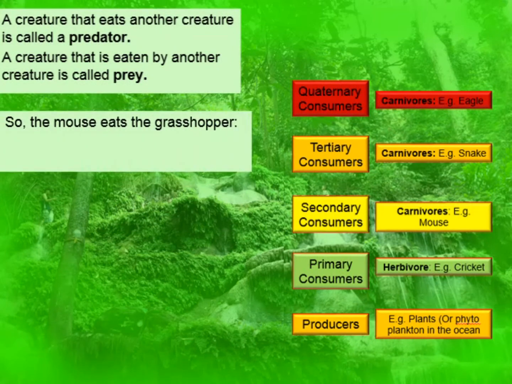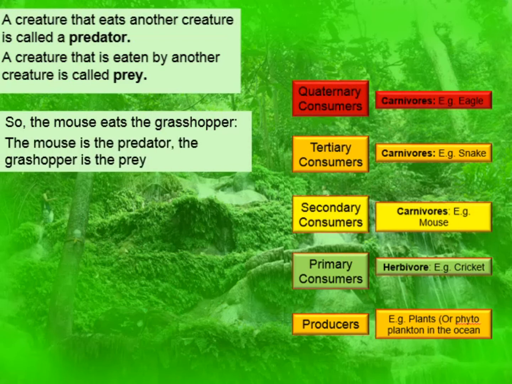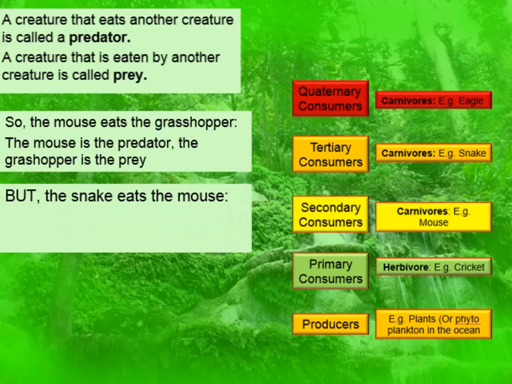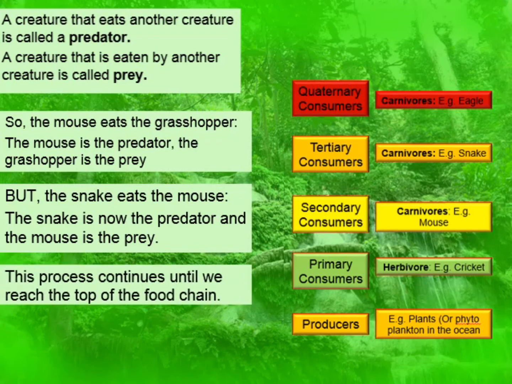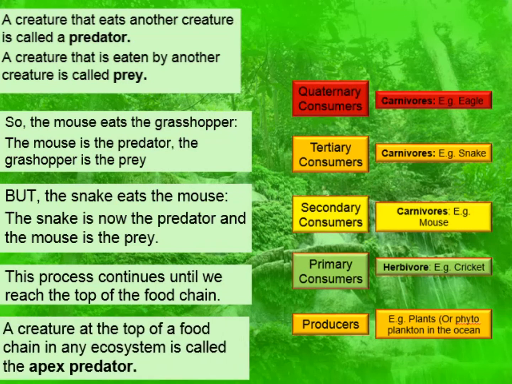So the mouse, for example, eats the grasshopper, the cricket. So in this case, the mouse is the predator and the grasshopper is the prey. But then the snake eats the mouse. So now the snake is the predator and the mouse is the prey. So the process continues until we reach the top of the food chain, and that creature at the top of the food chain is called the apex predator.